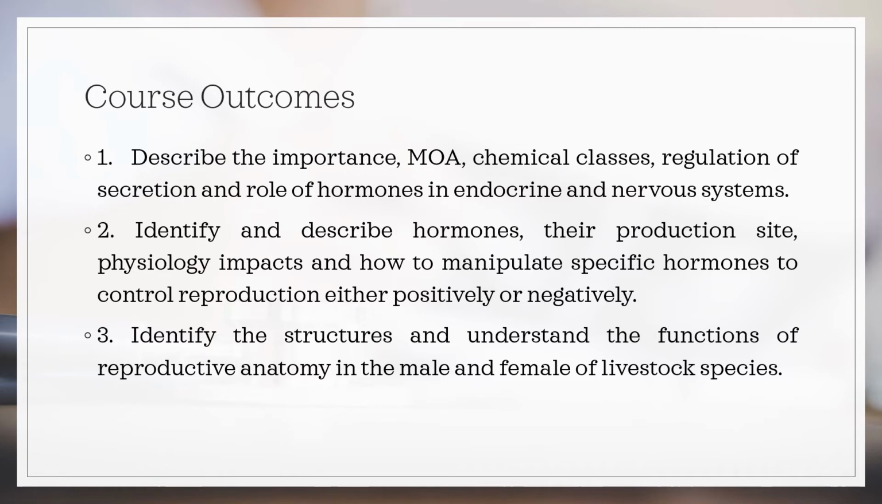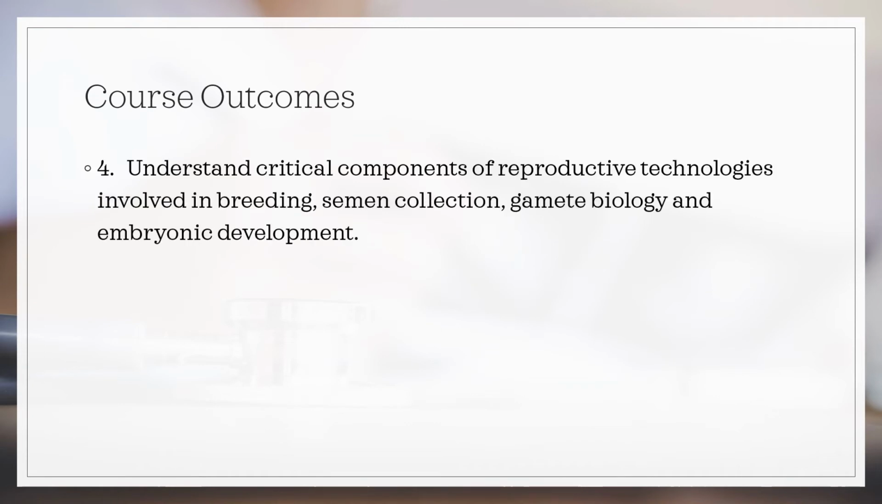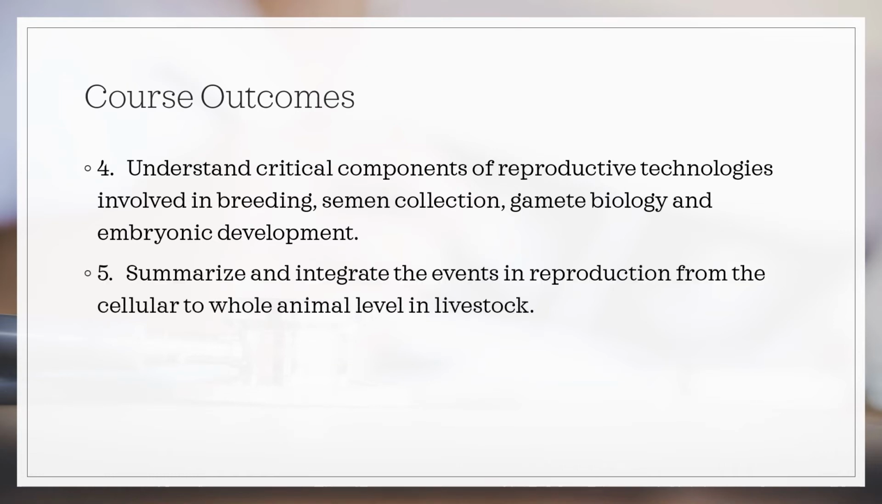Students must be able to identify the structures and understand the functions of reproductive anatomy in the male and female of livestock species. In addition, students must also be able to understand critical components of reproductive technologies involved in breeding, semen collection, gamete biology, and embryonic development. Students should also be able to summarize and integrate the events in reproduction from the cellular to whole animal level in livestock species.